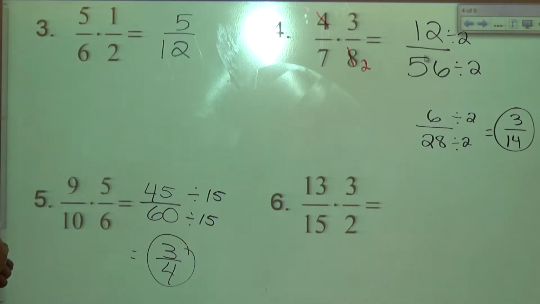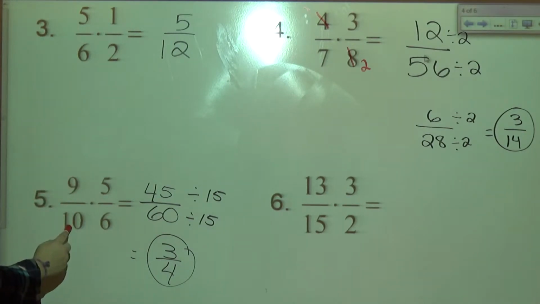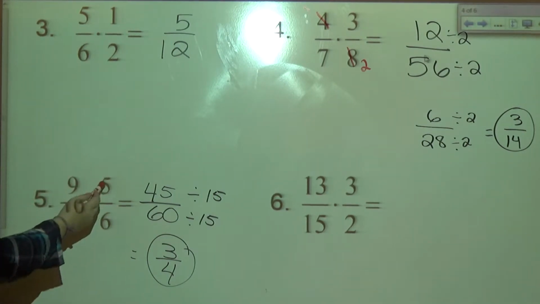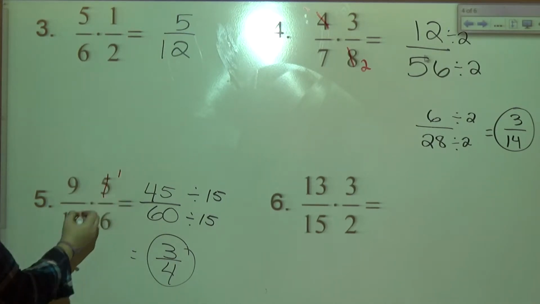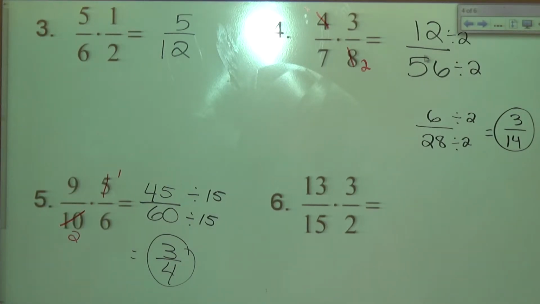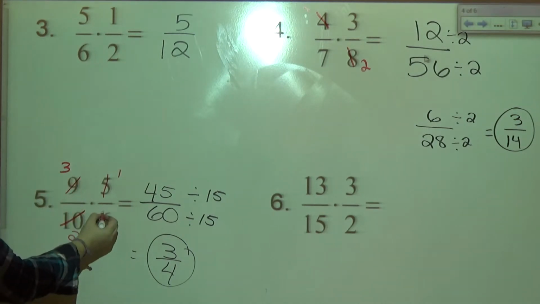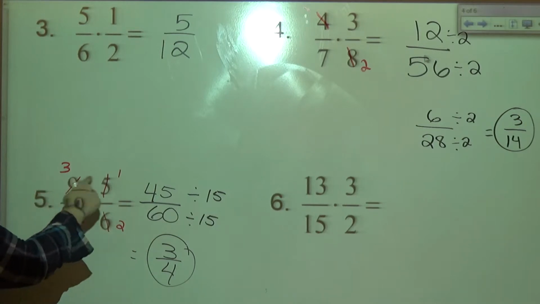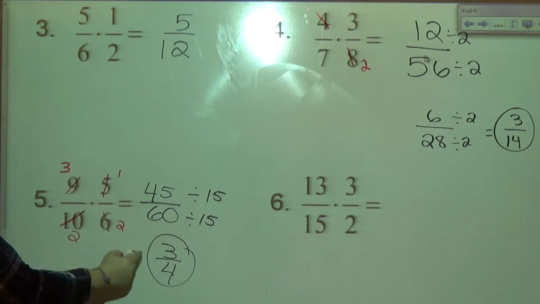And again, to cross cancel, can't do anything here, can't do anything here. But 5 and 10, 5, right? Divide by 5, you get a 1. Divide by 10, you get a 2. And then 9 and 6. You can divide both of those by 3. Divide by 3, you get a 3. Divide by 3, you get a 2. So on the top, 3 times 1 is 3. 2 times 2 is 4.